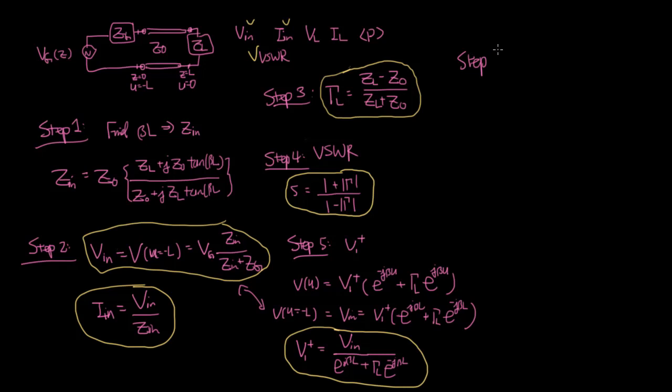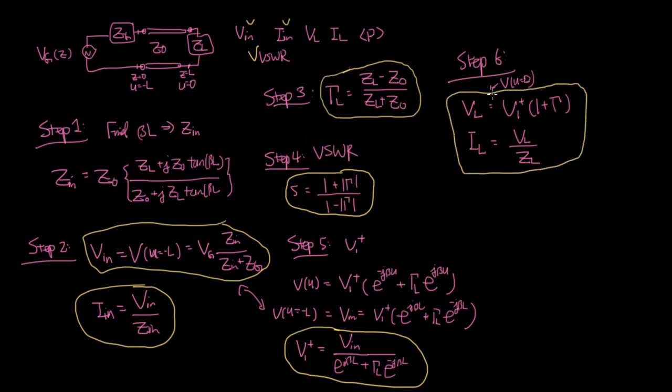So you're probably through the worst of it. The next step isn't that bad, because we'll remember that VL, the voltage at the load, which is also equal to V of u equals 0, is simply going to be equal to V1 plus times 1 plus gamma. And similarly, the current at the load is going to be VL, which is what you just calculated up there, divided by ZL. So with that, you have expressions for these two terms.